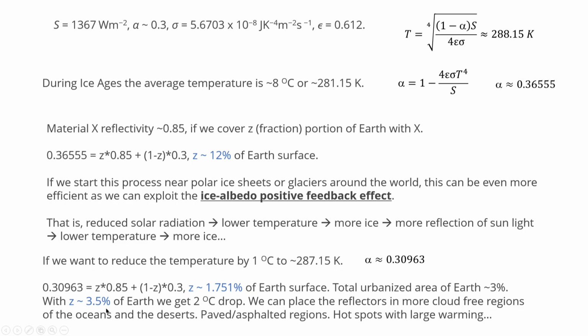So basically, in order to achieve this, we can place these reflectors in more cloud-free regions of the oceans, and also on the deserts, and it also will be very effective if we place them on paved or asphalted regions of the world. Or also we can put them in hot spots which show a very large global warming signature. So we can distribute them relatively well in different portions of the earth, so that the whole area is not concentrated in one place, to get a better effect.